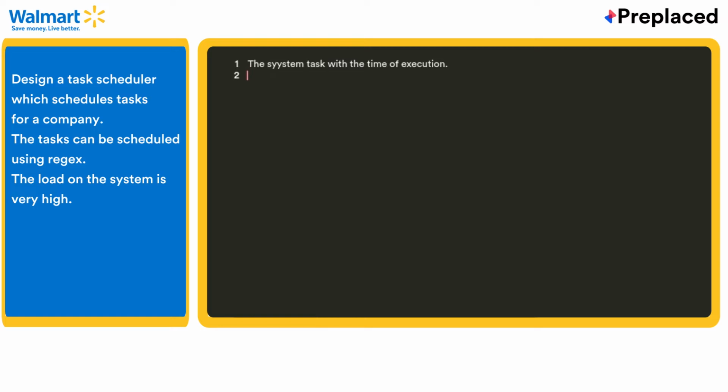Do we need to have any provision of canceling the submitted task? Let's not worry about it for now. So for now, we will be just submitting the task with the time of execution, and at the mentioned time, the system should execute it.